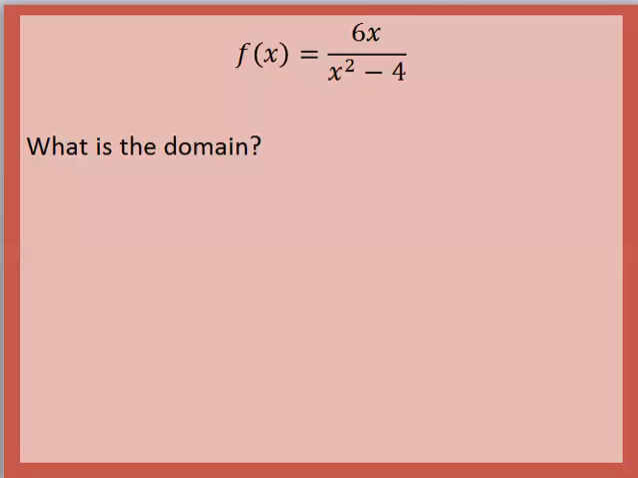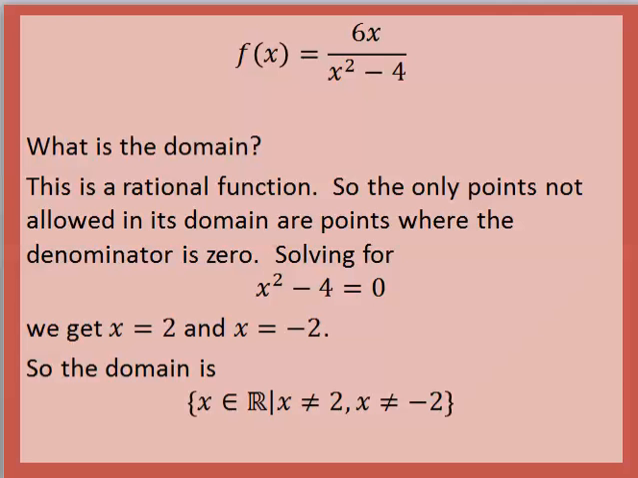What about the domain? This is a rational function, so the only points not allowed in its domain are points where the denominator is 0. Solving for x squared minus 4 equals 0, we get our domain.